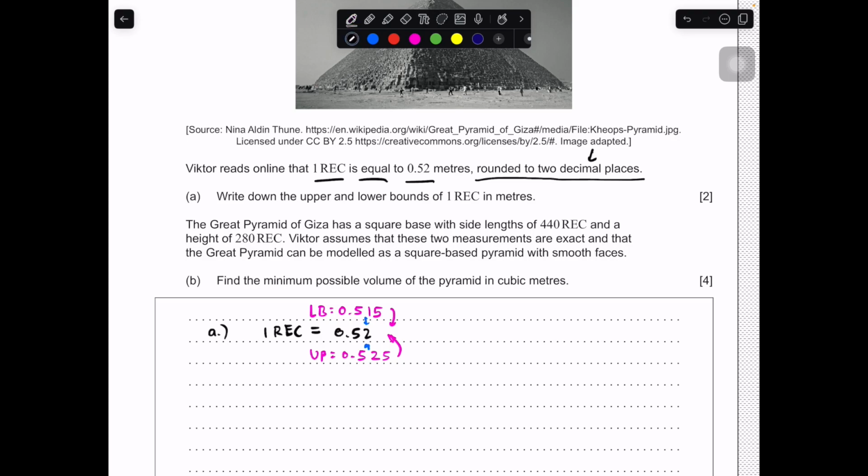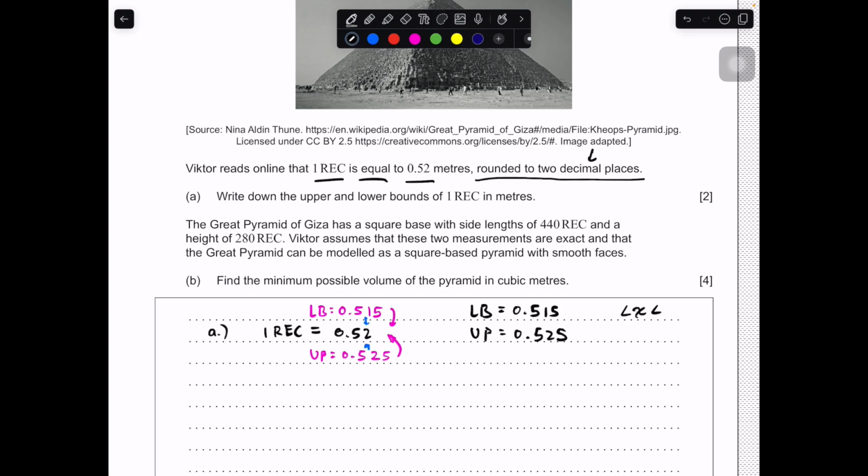Let's write this out in a way that they might like. Lower bound is equal to 0.515. Upper bound is equal to 0.525. You can write this as an inequality as well, as in x is greater than and less than, if you like.